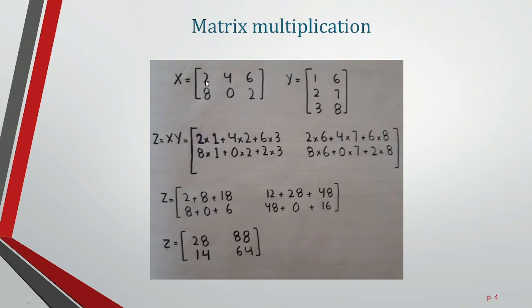So multiplying X and Y is possible since the number of columns in X is equal to the number of rows in Y. So every row will be multiplied by every column. Here 2 is multiplied by 1, 4 is multiplied by 2 and 6 is multiplied by 3. Similarly 2 is multiplied by 6, 4 by 7 and 6 by 8. 8 is multiplied by 1, 0 by 2 and 2 by 3. 8 is multiplied by 6, 0 by 7 and 2 by 8. By simplifying this we get Z equals 28, 14, 88 and 64.